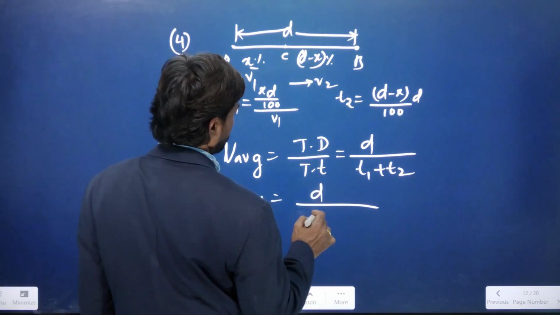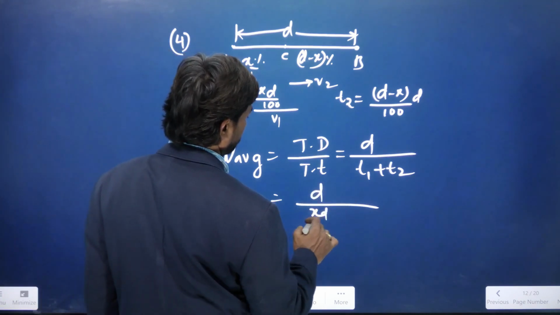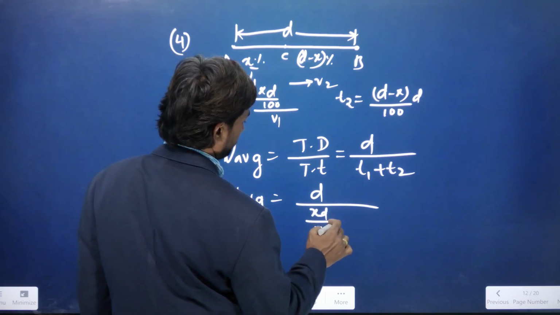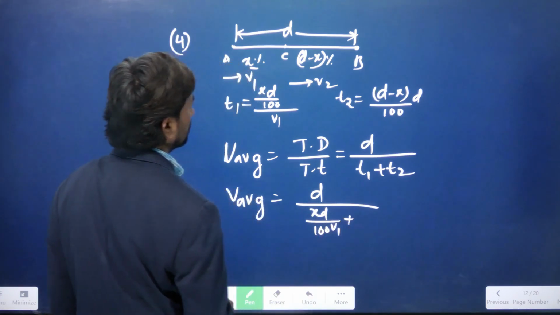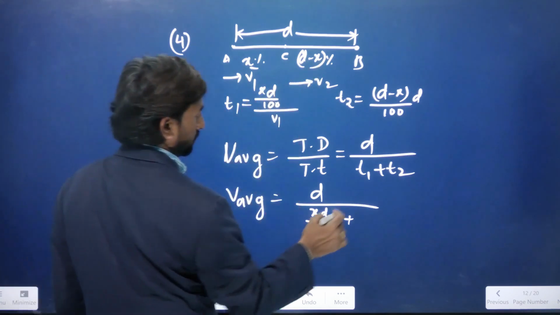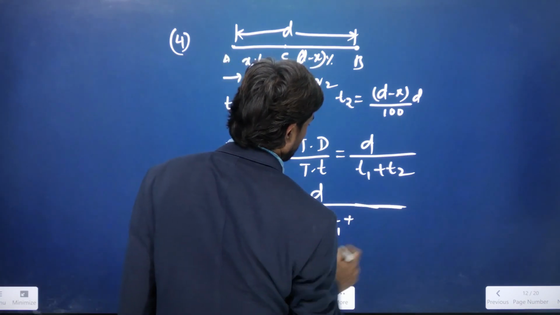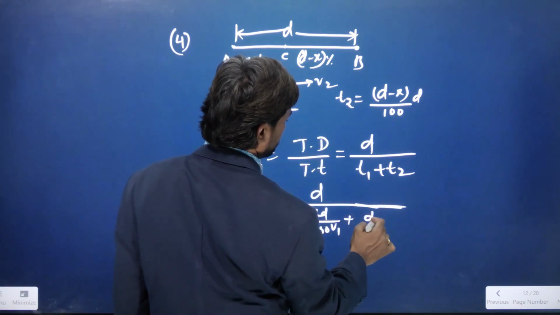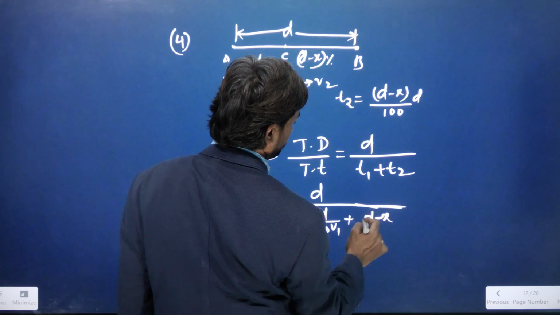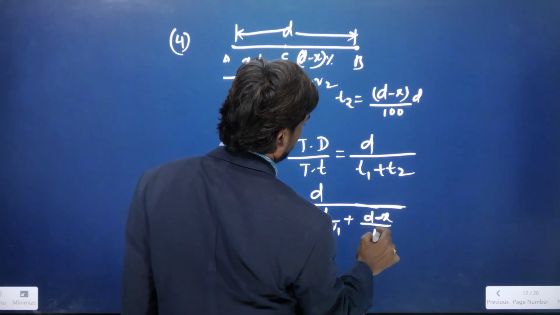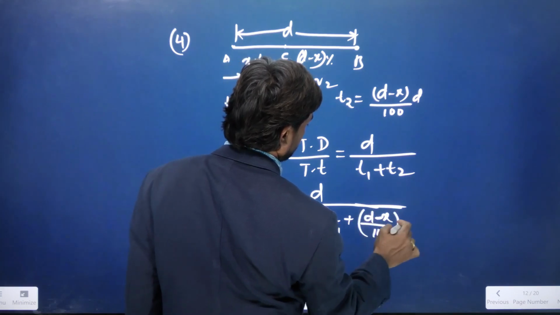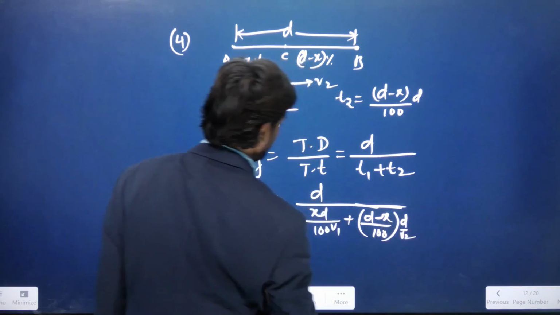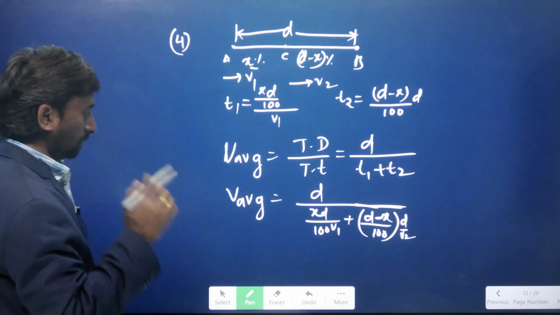So t1 is nothing but x d divided by 100 into v1, plus the remaining percentage. So that is d minus x divided by 100 into d by v2. Okay. If we simplify, we will get the value.